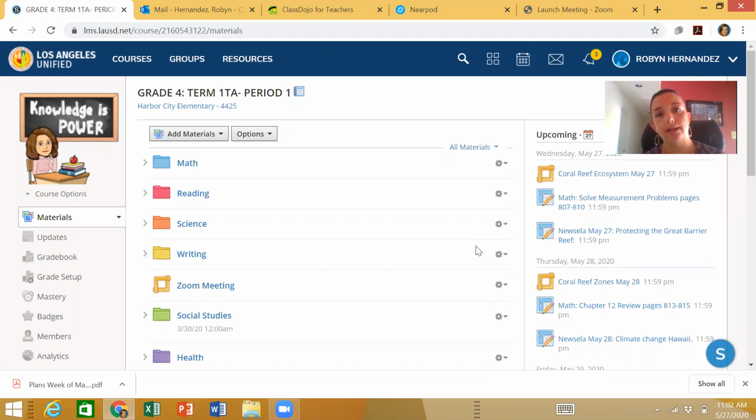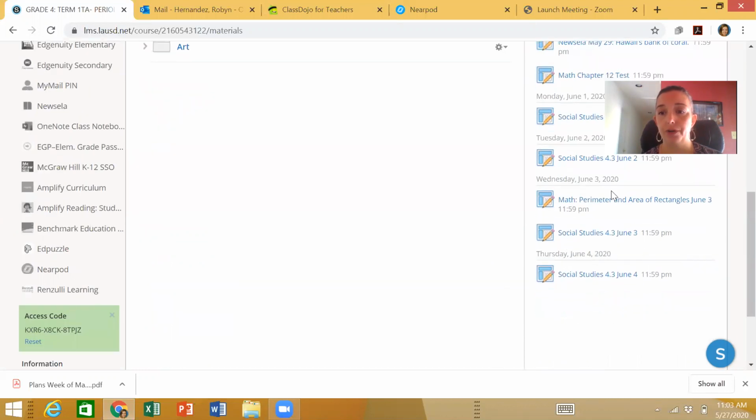You're going to need to access that by going into Schoology. So you're going to go to lms.lausd.net, sign in with your username, your school email, and your password. And you can either access the assignment through the math folder or over on the right-hand side under the date June 3rd, the math perimeter and area of rectangles June 3rd. Okay, you'll find that by going to courses and choosing your course. Remember, you should do that first.